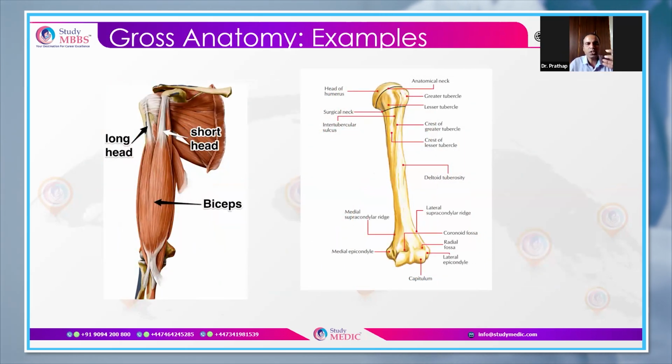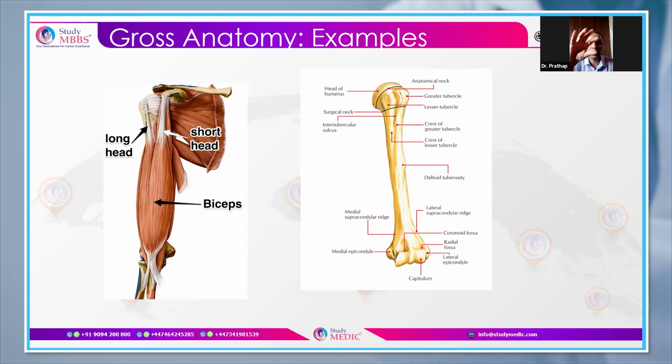Examples: muscle. If you want to study where the muscle comes from, for example biceps, the short head is coming from the coracoid process, the long head from the supraglenoid tubercle of the scapula. Both heads join to form a common belly that will go and get attached to the radial tuberosity of the radius. It crosses the elbow joint from the front, so it can cause flexion of the elbow. It also causes supination of the forearm.